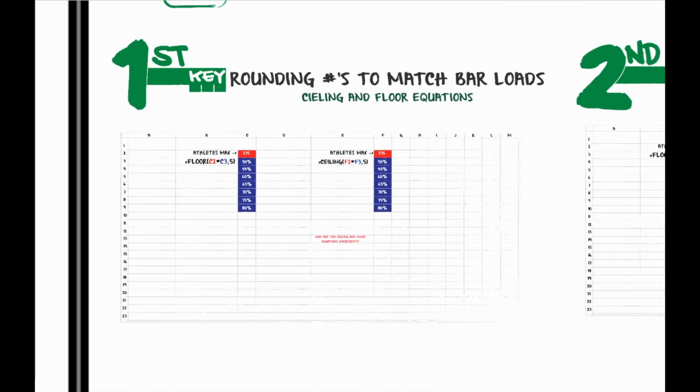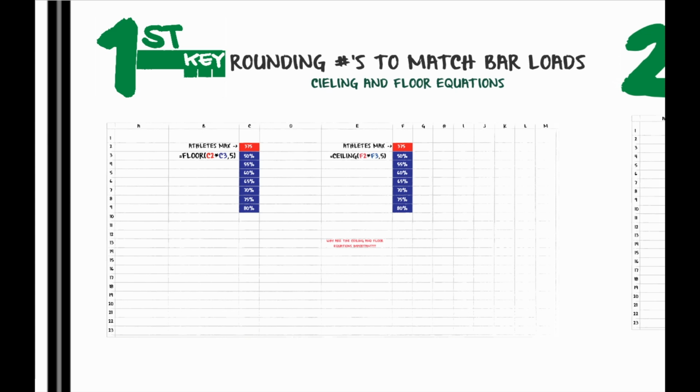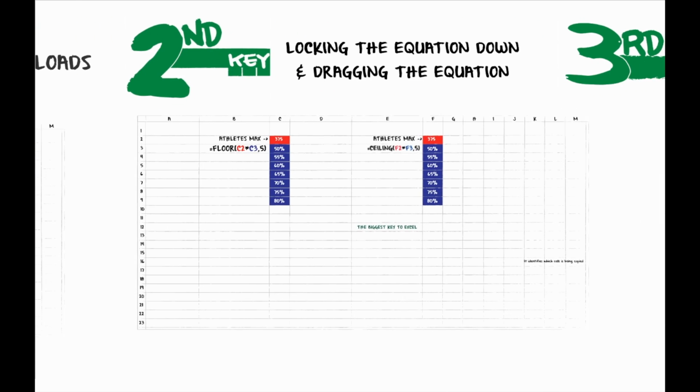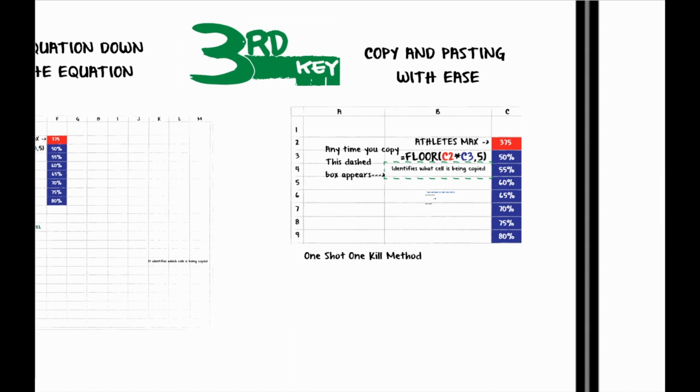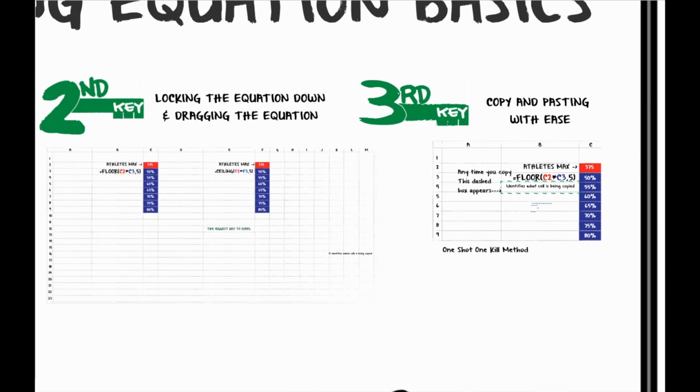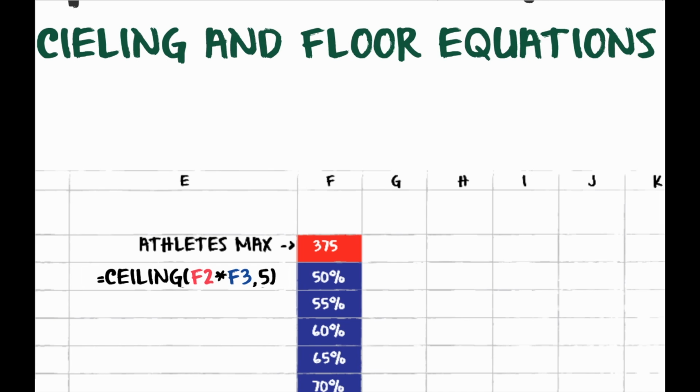The first major key will be on rounding numbers in Excel to match bar loads with the ceiling and floor equations. The second major key will show you how to lock equations down so you can drag and quickly copy the equation to multiple cells. And the third and final key will show you the one-shot, one-kill method that will help you copy and paste equations with ease. To break down the ceiling and floor equations, let's break down the basics.